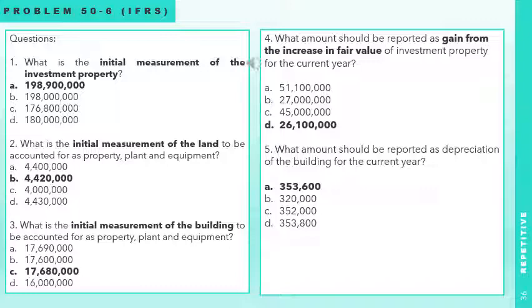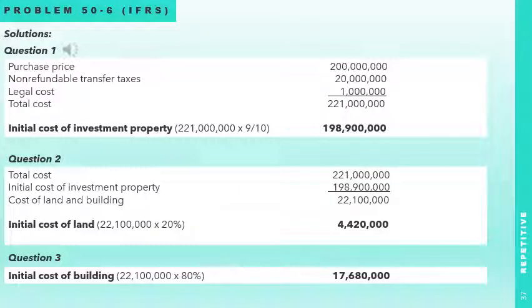So, for question number 1, what is the initial measurement of the investment property? Letter A, 198,900,000. Letter B, 198 million. Letter C, 176,800,000. Letter D, 180 million. Investment property shall be initially measured at cost, including the transaction cost. So, the cost of investment property includes purchase price and any directly attributable expenditure such as legal fees or professional fees, property taxes, and etc.